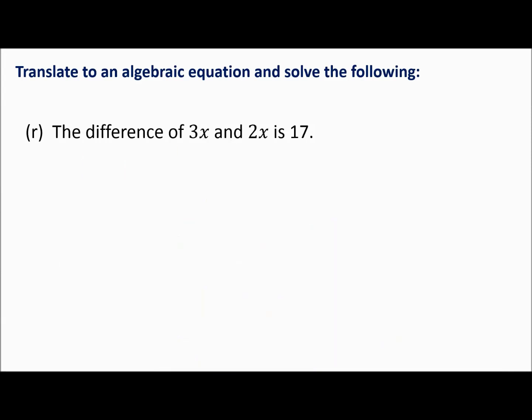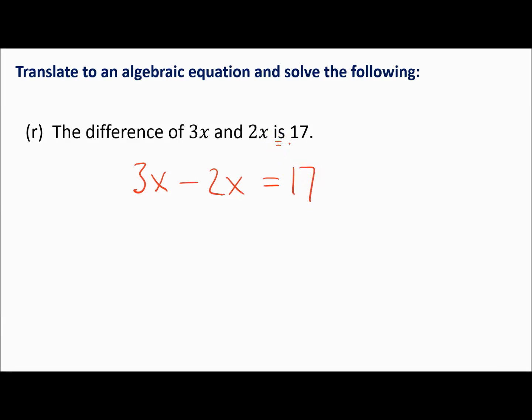Okay, so last one of these guys, and we can call this video done. The difference of 3x and 2x. What does difference mean? Subtract. Yeah, you got it. Okay, so the difference of those means I subtract those two. Does it matter what order? Well, it does, because difference is subtraction, and subtraction is not commutative. But you always write it when it says difference in exactly the order that it's given. So 3x minus 2x is equal to, it says is, so that means equal to 17.